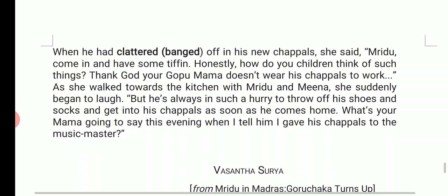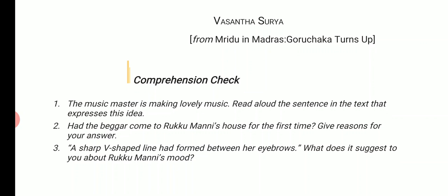So, my dear children, on the basis of your reading, there are three comprehension questions. Please do them and show them to me. Your first question is: the music master is making lovely music. Read aloud the sentences in the text that express this idea. So, you have to find the line where the children were appreciating the notes played by the music master. In your second question: had the beggar come to Rukmini's house for the first time? Give a reason for your answer. You have to tell whether the beggar was coming for the first time or was already coming there, and how you came to know.